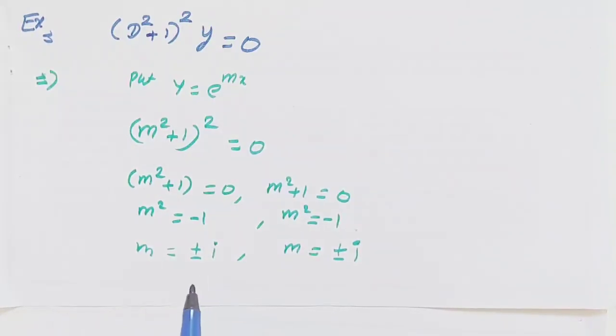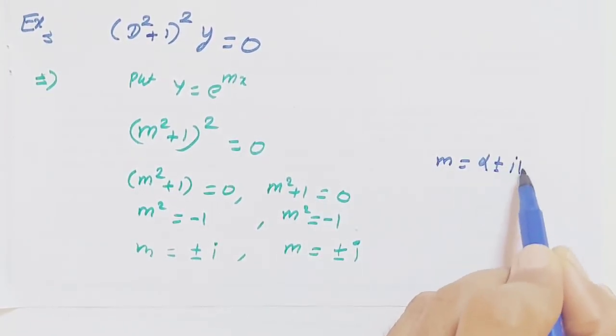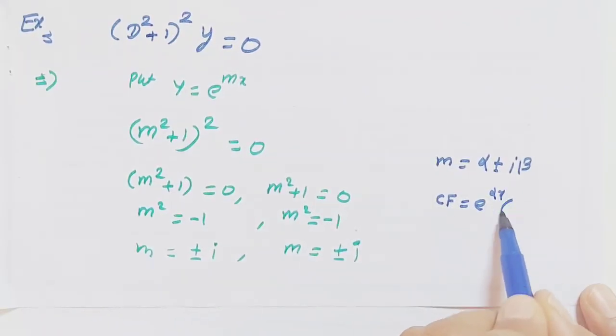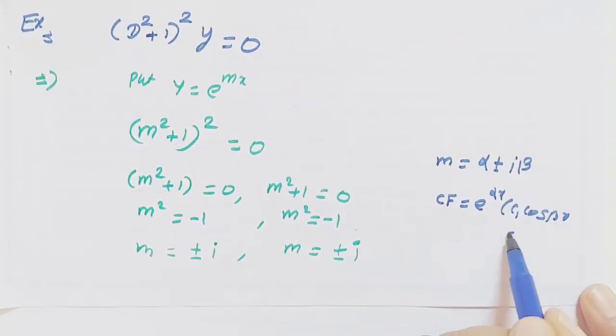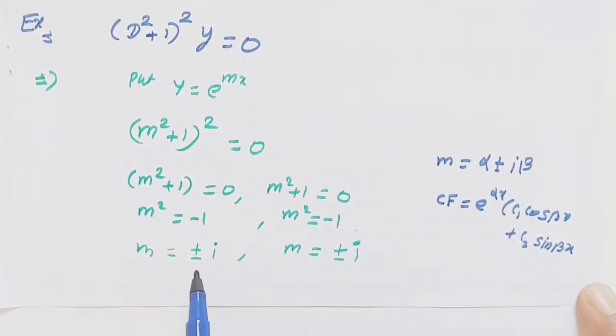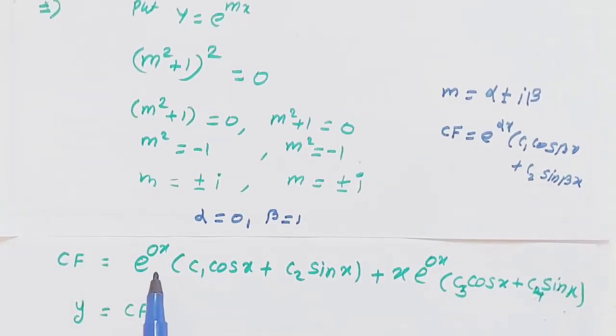And we know how to write CF for imaginary roots. If we get roots in the form of alpha plus minus i beta, then case third says that CF is e raised to the power alpha x (C1 cos beta x plus C2 sin beta x). If we compare this term, then here alpha is equals to 0 and beta equals to 1. For both the terms alpha is 0 and beta is 1. So therefore CF for this term is e raised to the power 0x (C1 cos x plus C2 sin x).